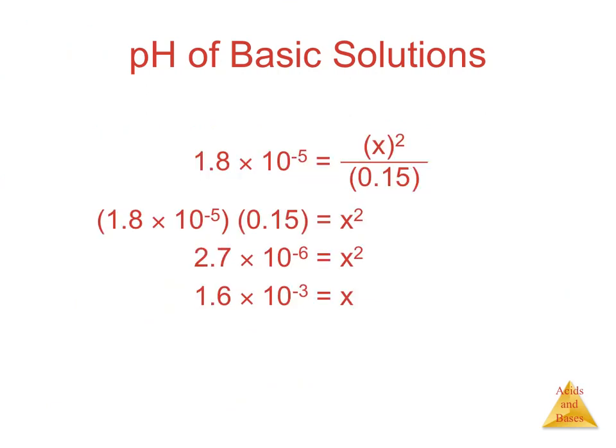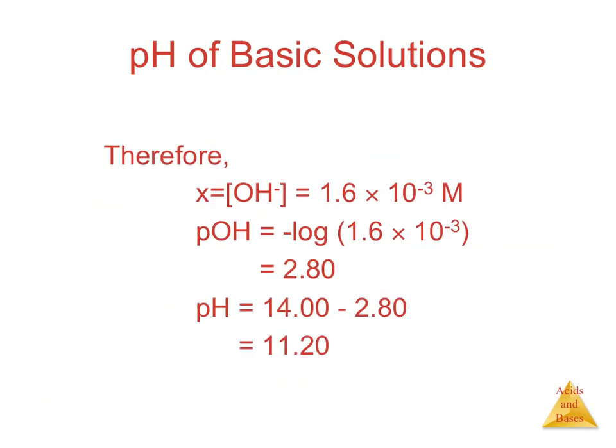Putting those numbers into the Kb expression, I get 1.8 times 10 to the minus 5 equals X squared divided by 0.15, and solving for X, I wind up with 1.6 times 10 to the minus 3. But that X is not the acid concentration, it's the OH minus concentration. This is a common mistake that people make. Write down what X equals. So X equals my hydroxide ion concentration, which is 1.6 times 10 to the minus 3 molar.